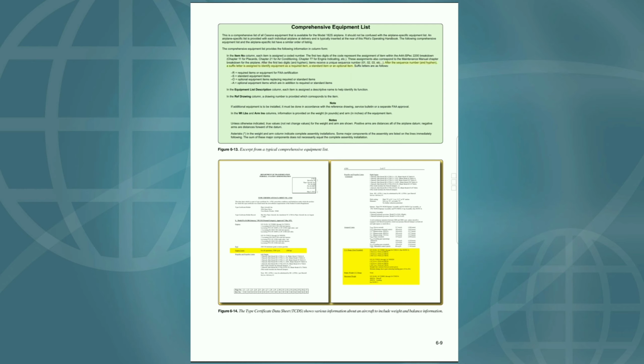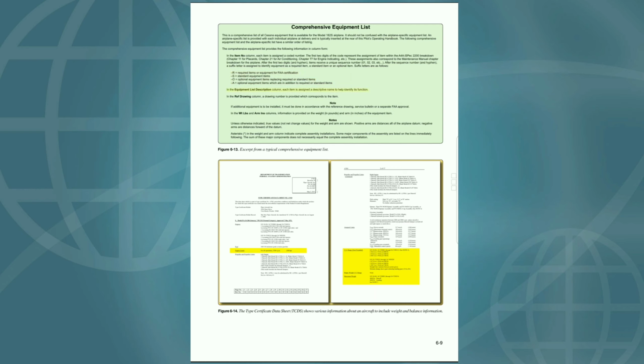After the sequence number and hyphen, a suffix letter is assigned to identify equipment as a required item, a standard item or an optional item. Suffix letters are as follows: R equals required items or equipment for FAA certification; S equals standard equipment items; O equals optional equipment items replacing required or standard items; A equals optional equipment items which are in addition to required or standard items.